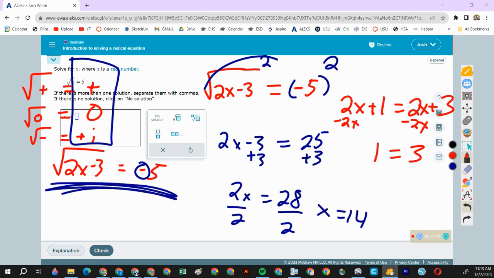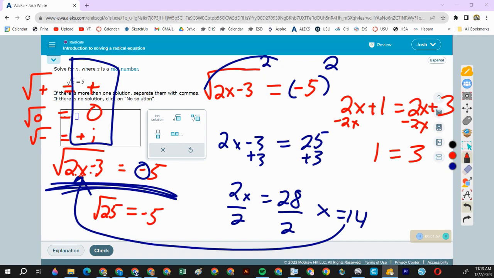Okay? And watch what happens when I plug 14 in. 2 times 14 is 28. 28 minus 3 is 25. Is the square root of 25 equal to negative 5? No, it's equal to positive 5. So anytime you are doing a radical equation, which means you have a variable inside a square root, you have to check to see, is that equation even possible?